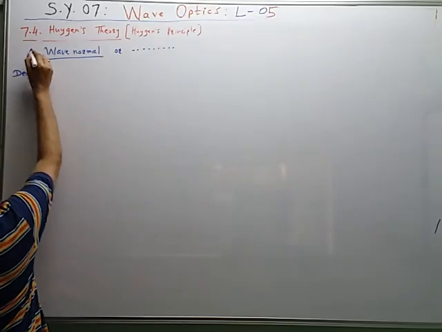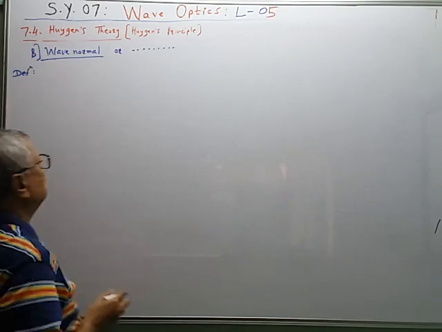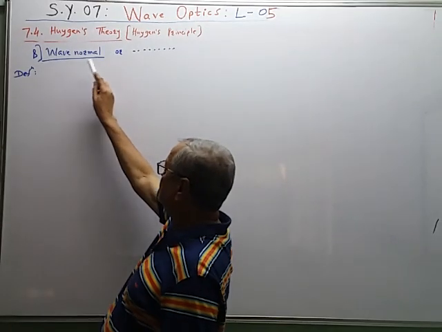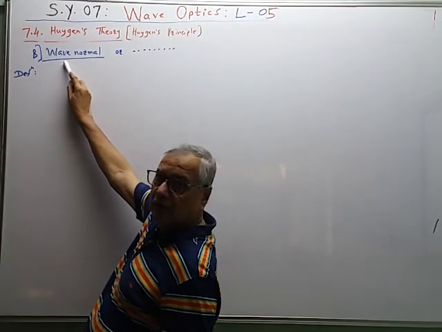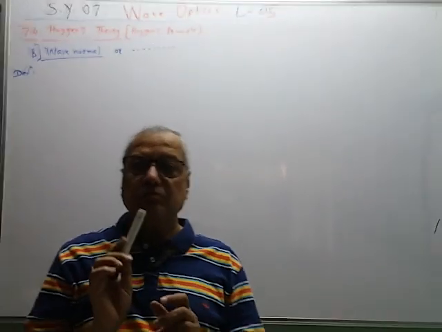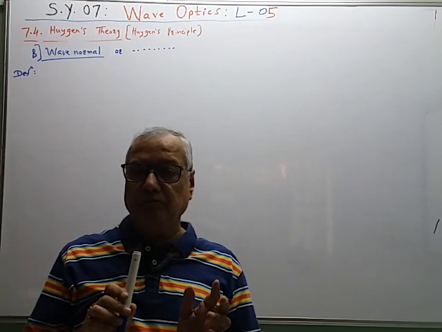The first term that we have seen is a wavefront. Now we will see wave normal. So see the name wave normal. There are two words, normal and wave. Normal means perpendicular. So a line drawn perpendicular, normal, to the wavefront is called a wave normal.